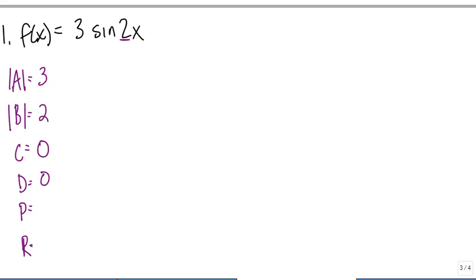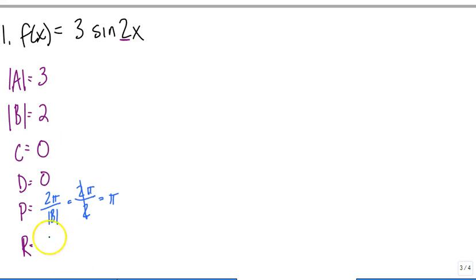Our period, we're going to use a formula for, and our formula is always 2 pi over the absolute value of b. And so we just figure out what our b value is. It's 2, sub it in, 2 pi over 2, divide it out, and we get pi. So this is the length from 0 to pi. We'll have one sinusoidal wave.